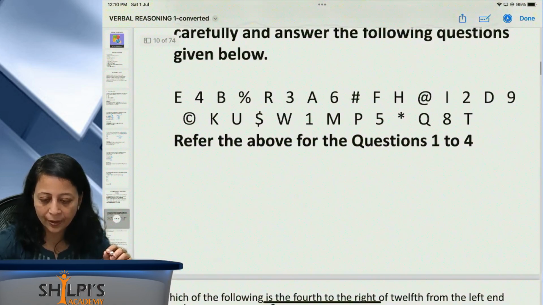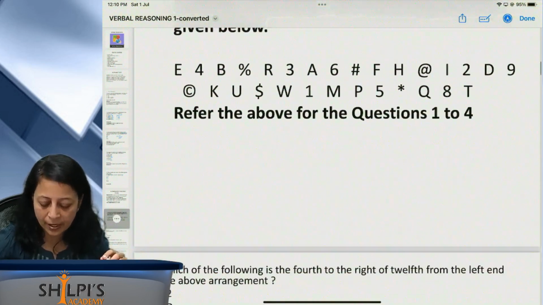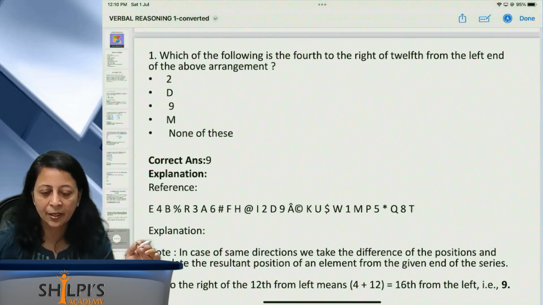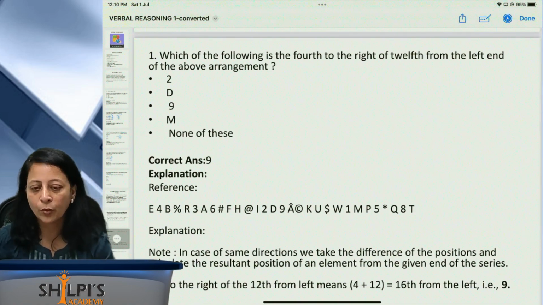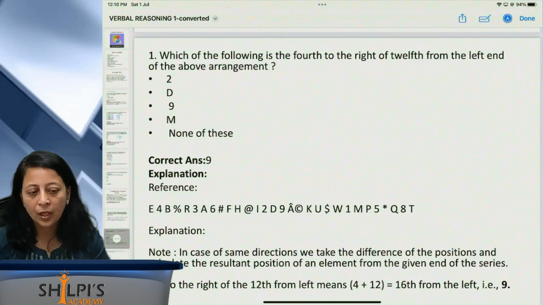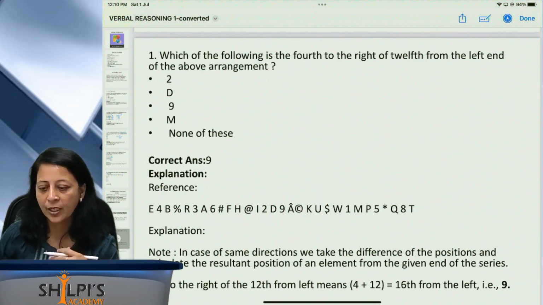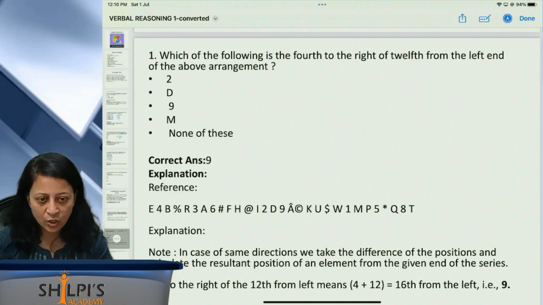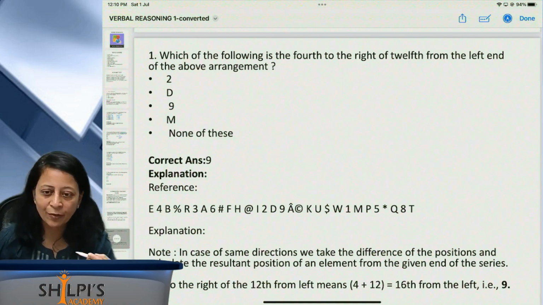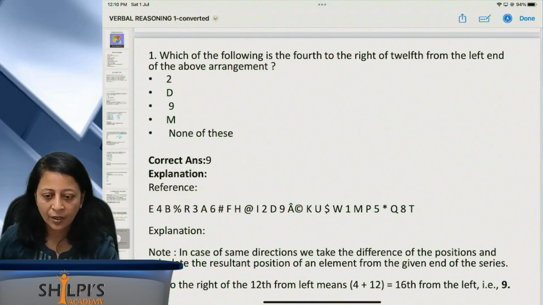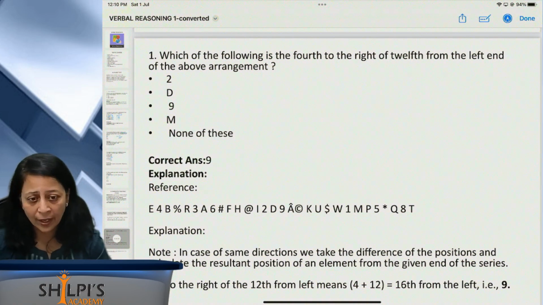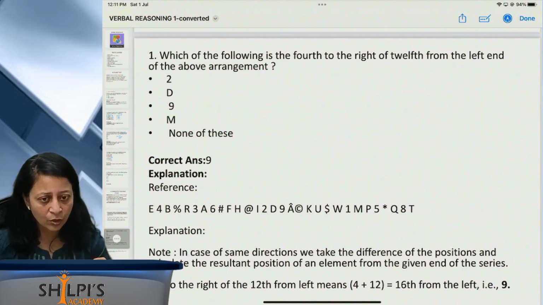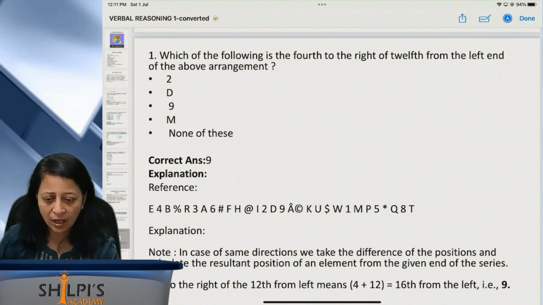I have just copied here the same arrangement, E4B%, for us to see easily. So you do not have to go page in and page out, but in the exams you have to of course see each and every page. Which of the following is the fourth to the right of the 12th from the left end of the above arrangement? You have to see which is the fourth to the right. You all know which is right and which is the fourth.